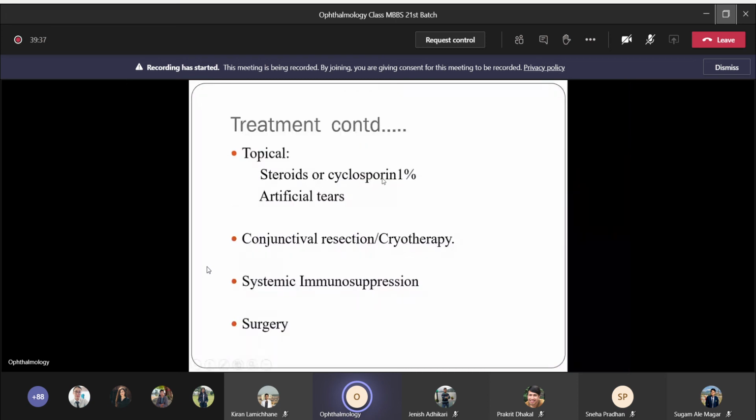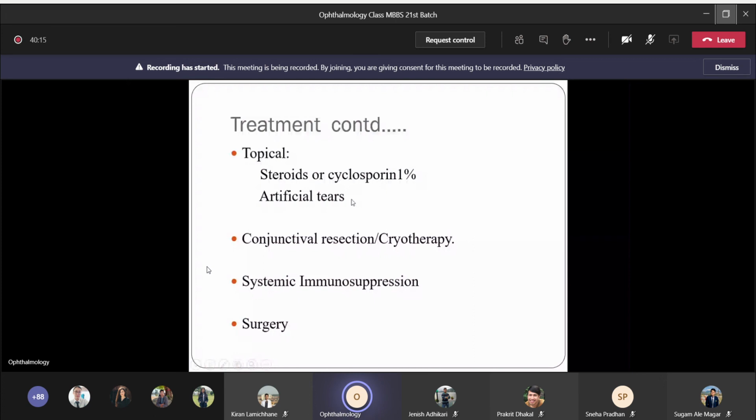So steroids or cyclosporin is the drug of choice. Topical, you have steroids or cyclosporin 1%, and artificial tears. Basically we start with topical steroids, usually weak steroids, to decrease the inflammation. But if that still doesn't control the inflammation, then immunosuppressive agents like cyclosporin 1% are also given. Then artificial tears to prevent dry eyes. And then of course atropine and analgesics are given.